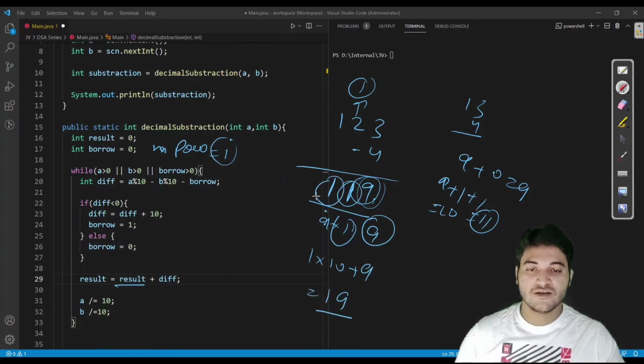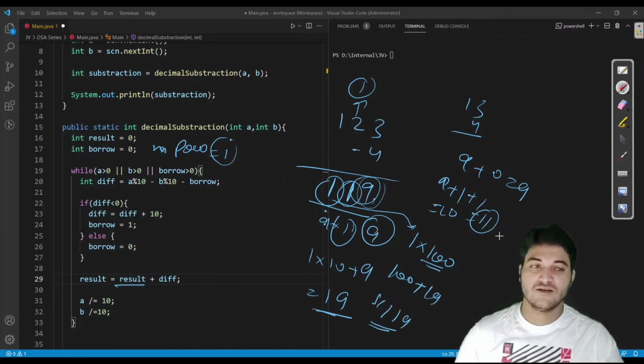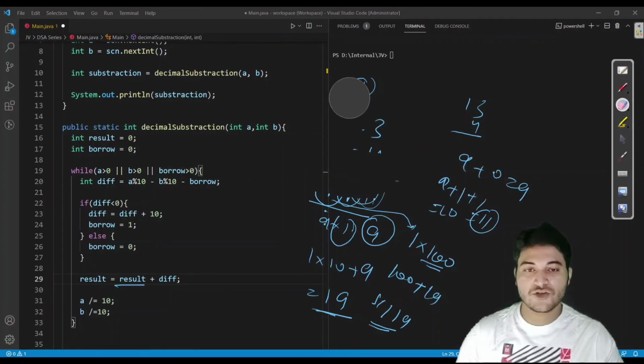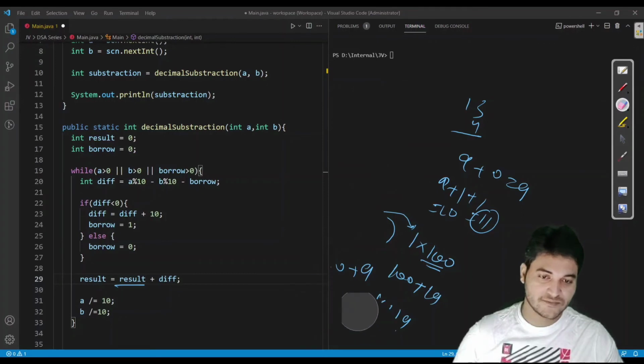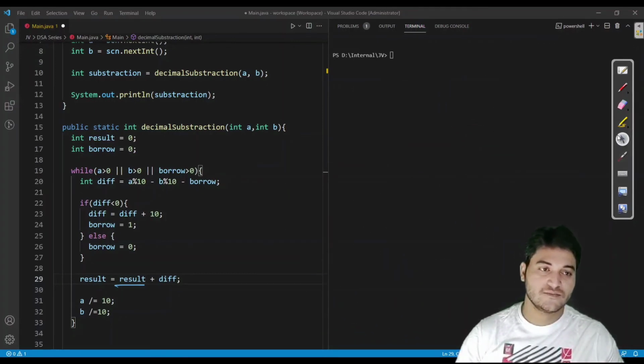And in this case, if you are getting 1, then you have to multiply 1 into 100. Each time we are increasing this, we are multiplying this with 10. So 100 plus the previous result, which is 19. Then only you are going to get 119. So that is the logic. Again, if this is confusing to you, then you should watch my previous videos of addition, because in that video I have discussed everything in very detail.